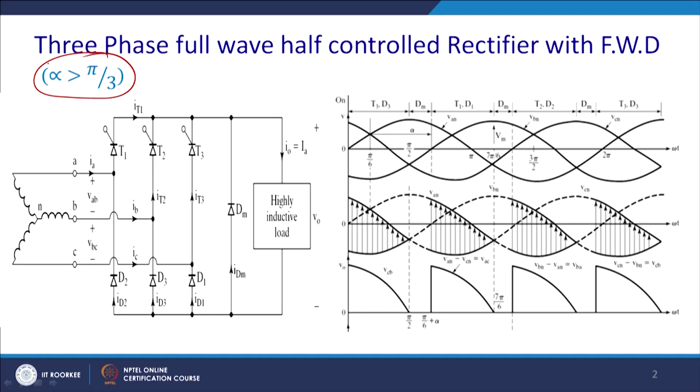Now we were discussing in the previous class the case when the firing angle alpha is more than 60 degrees. So, let us see how the waveform will work for the half control converter for alpha greater than 60 degrees. This is the mode where discontinuous operation starts, and we assume that it is feeding a highly inductive load.